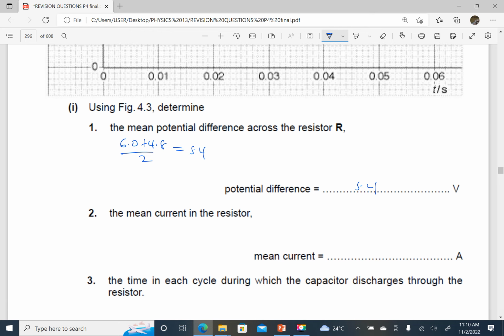Then the mean current, the average current. The average voltage is going to be the average current times the resistance. So the mean current is going to be the average value of PD, which is 5.4, divided by the resistance, which is 1.5 kilo ohms, that is 1.5 times 10 power 3. I press my calculator. From the calculator, this is 3.6 times 10 power negative 3.